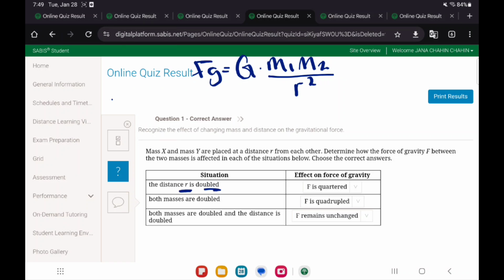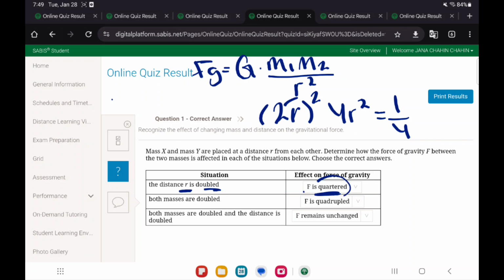So we double R, so R times 2, so it's (2R) squared. When we distribute the square, you get 4R squared. Then it will be 1 over 4, because M1 and M2 stay the same. So 1 over 4 is a quarter. So when R is doubled, F is quartered.